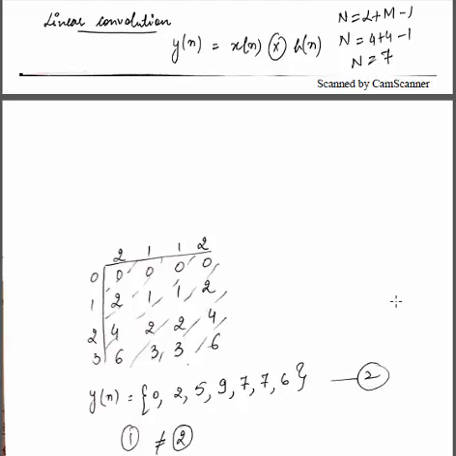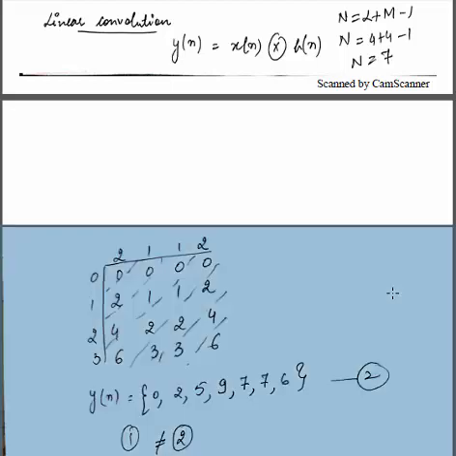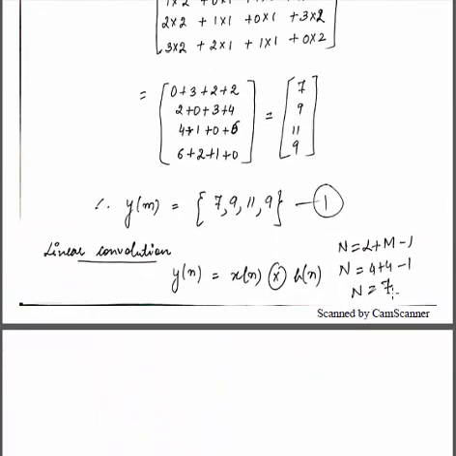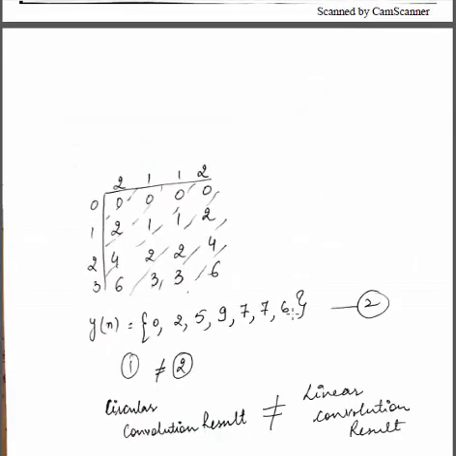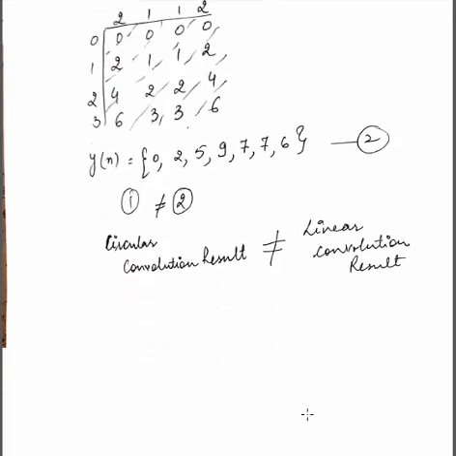Now compare equation number 1 and 2. In equation number 1, we have obtained only 4 samples, but in linear convolution, that is equation number 2, we have 7 samples, and also the result of circular and linear convolution is not the same. That means equation 1 is not equal to equation 2. That means the result of circular convolution and linear convolution is not the same.